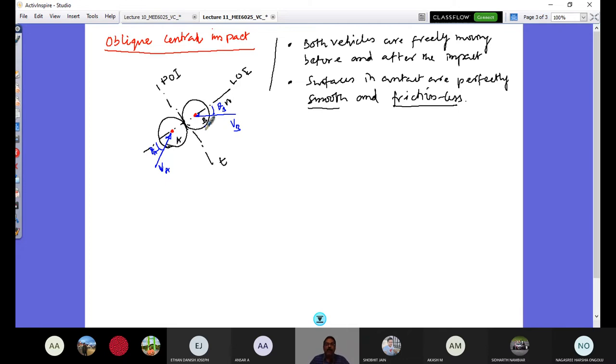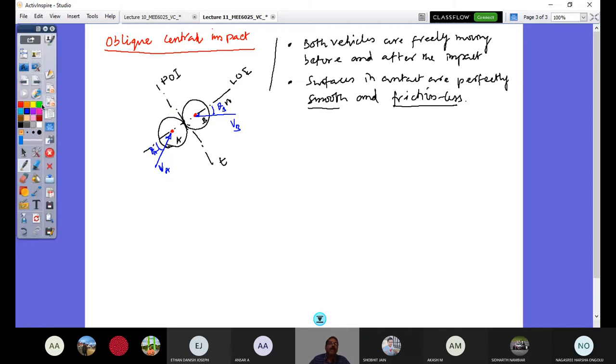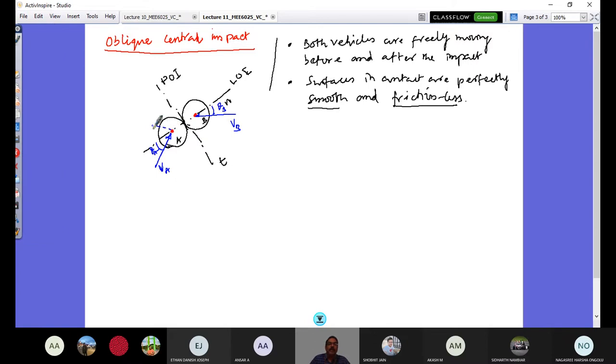Of course, the masses are MA and MB. So after the collision, what would happen? We do not know the direction and the magnitude of velocity after that. So we would assume that they would go in this direction, the dotted line, with the velocity VA dash, and with the velocity, say, VB dash. And these angles are now theta B dash and theta A dash. So you are going to take it like this. This is the description of oblique central impact.